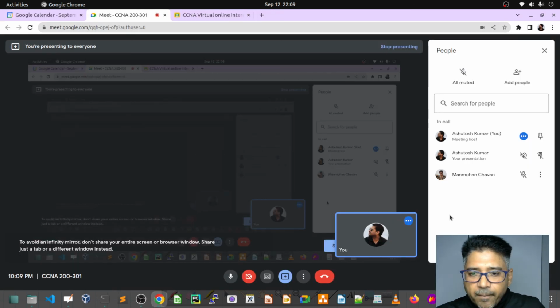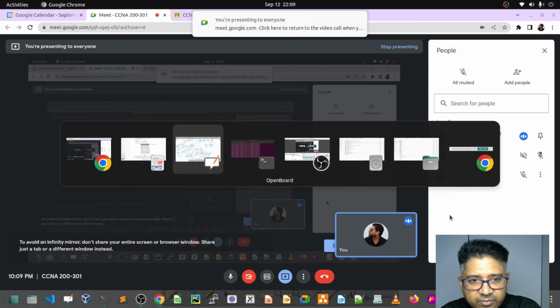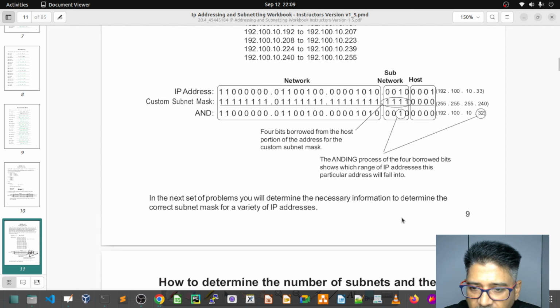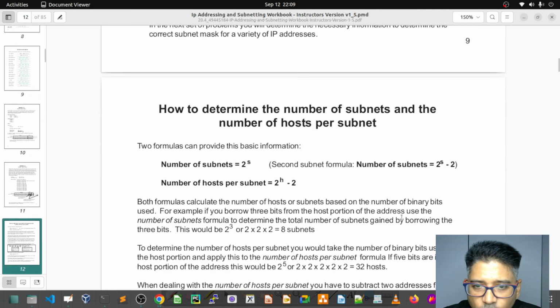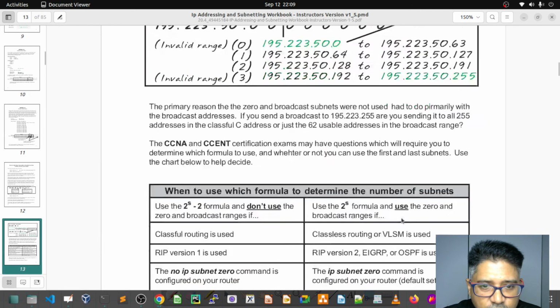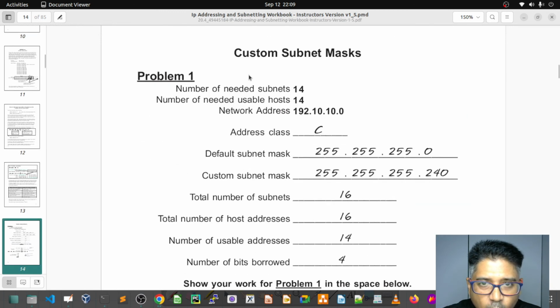Okay guys, by this I'm going to stop the session. Practice this till here. The workbook explains how the custom subnet mask brings you the network and broadcast IP. Then we're going to start the detailing of the problem tasks.